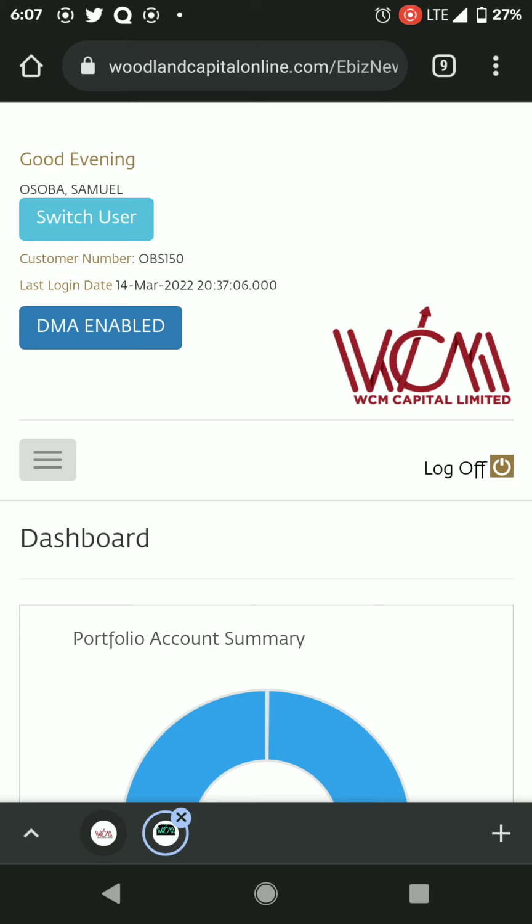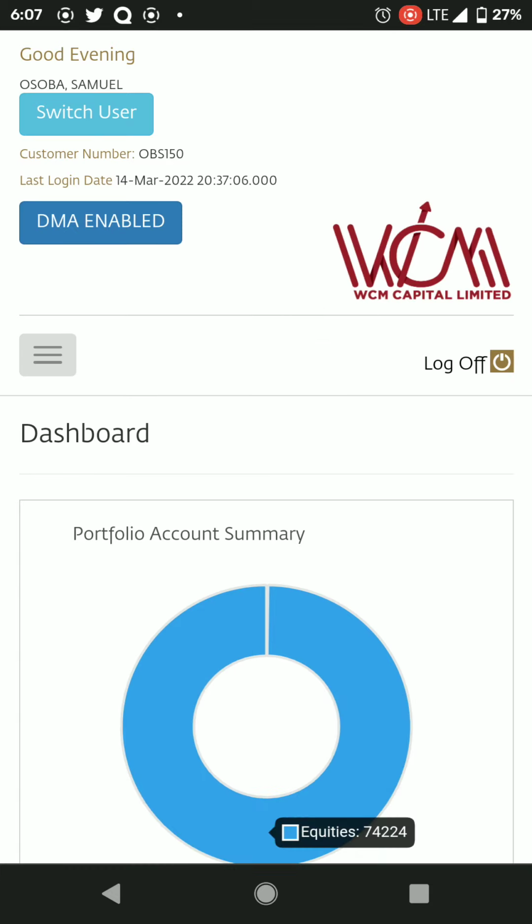If your account is DMA enabled, you can place a trade between the hours of 10 a.m. in the morning and 2:15 p.m. in the afternoon, Monday through Friday.